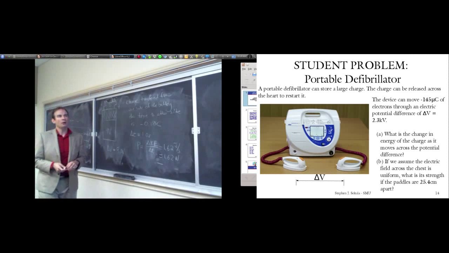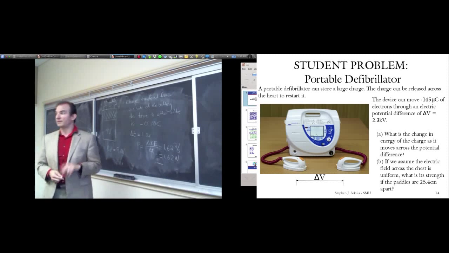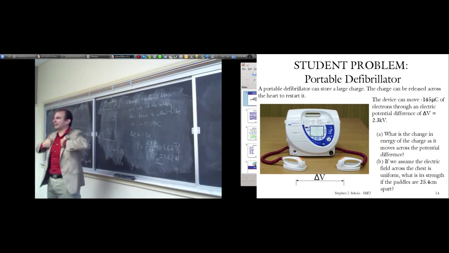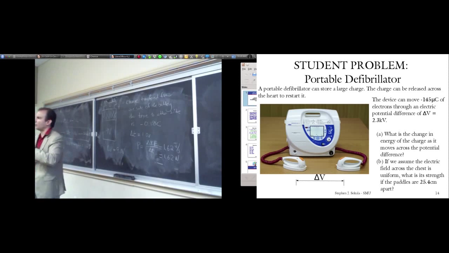Part A, what's the change in energy of the charge as it moves across this potential difference? And part B: if we assume the electric field across the chest is uniform, and this is the new piece, imagine, clear, click, that thing sets up an electric field through your heart. Let's pretend, as a big approximation, it's a perfectly uniform field, no weird wiggles in the field lines. They all point in the same direction with the same magnitude. What's the strength of that field if the paddles are 25.4 centimeters apart on your chest?